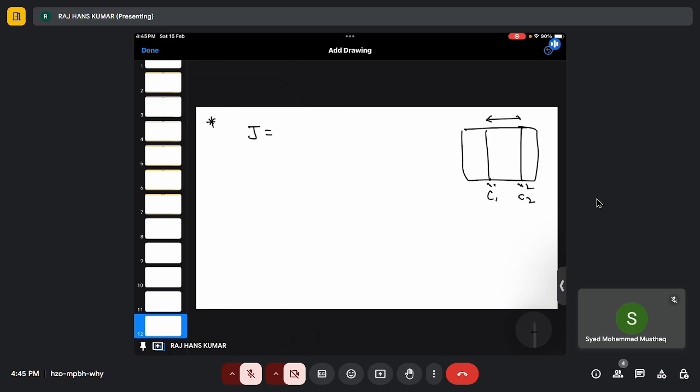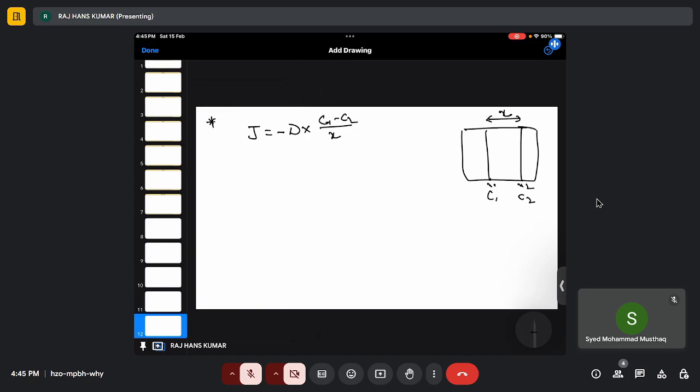And this is by distance. Suppose, let's say x. Okay, then what is my flux? I know what is my diffusivity of carbon atoms in steel at a given temperature. J is D times C1 minus C2 upon x.